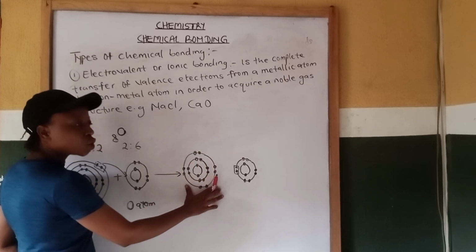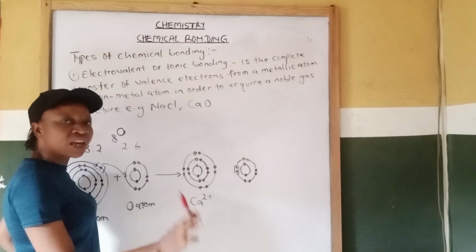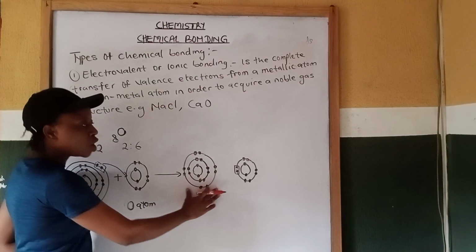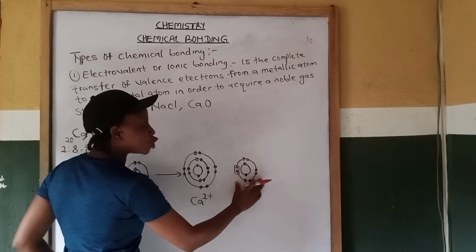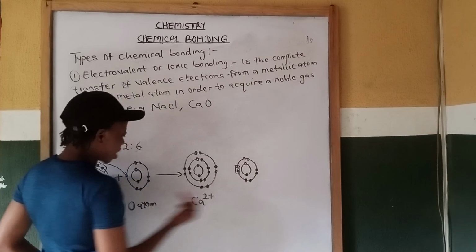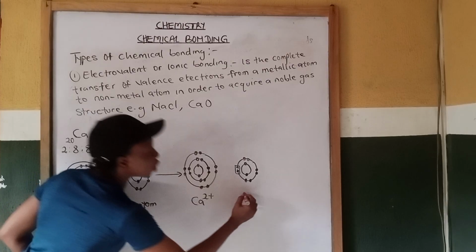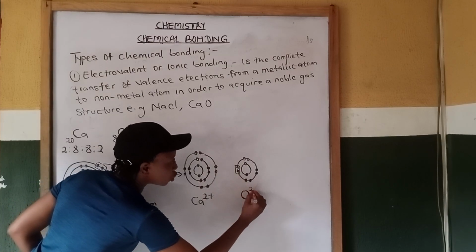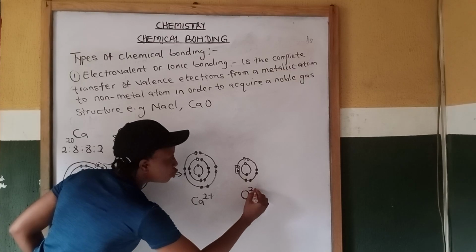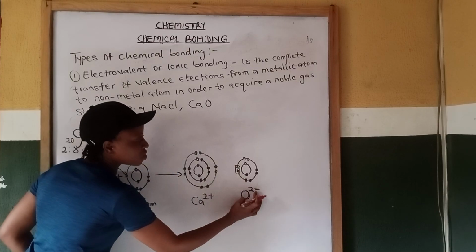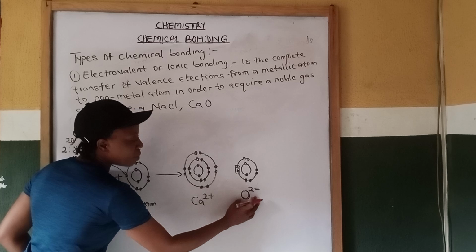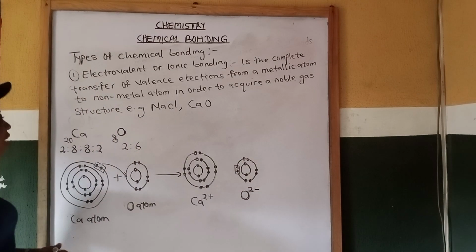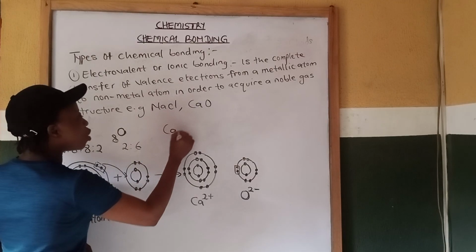So it is stable. Those that completed their outermost shell are stable because they don't give out electrons and they don't accept electrons. That is why they are stable. So this one has now become a stable structure of a noble gas. Then the oxygen atom has become an oxygen ion. It has accepted 2 electrons, and those 2 electrons are represented by 2 minus. So this is the oxygen ion.